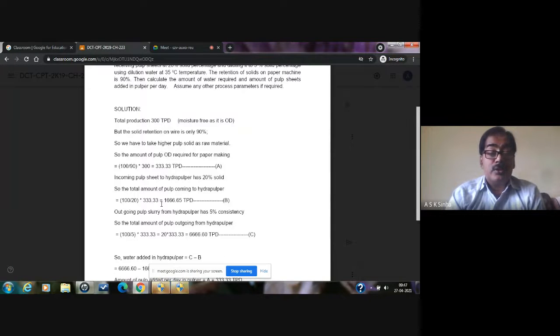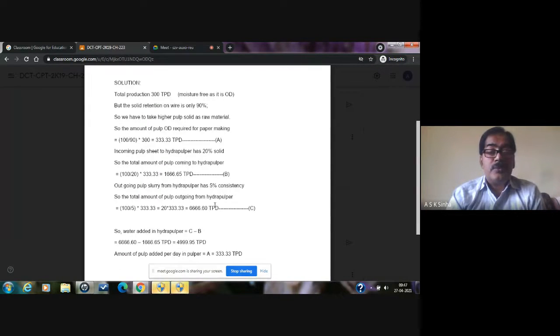Then the incoming pulp to the Hydra pulper at 20% solid. The total amount is 100, and only 20 is solid. Here the total solid required is 333.33. So how much pulp will come to the Hydra pulper? 100 upon 20 multiplied by 333.33, that will be equal to 1666.65 tons per day.